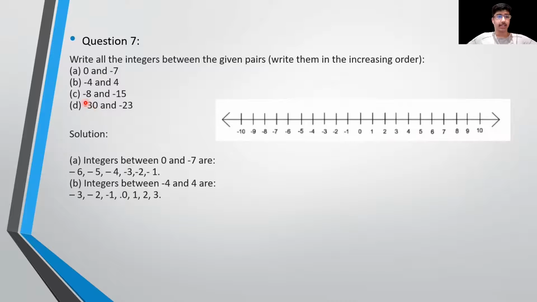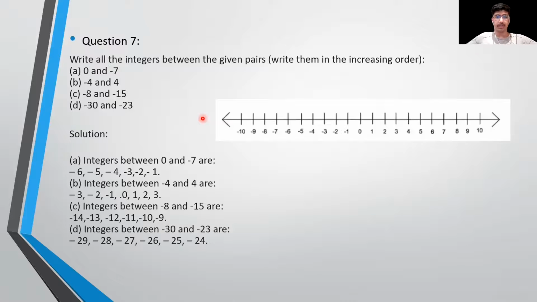All right. C, -8 and -15. So -8 is over here and -15 will be somewhere over here. So numbers between -15 and -8 will be -14, -13, -12, -11, -10, -9. That's it. And the last one, -30 and -23. So again, -30 somewhere over here, -23 somewhere over here. If we count backwards, it will be -29, -28, -27, -26, -25, -24. And that will be our answer.